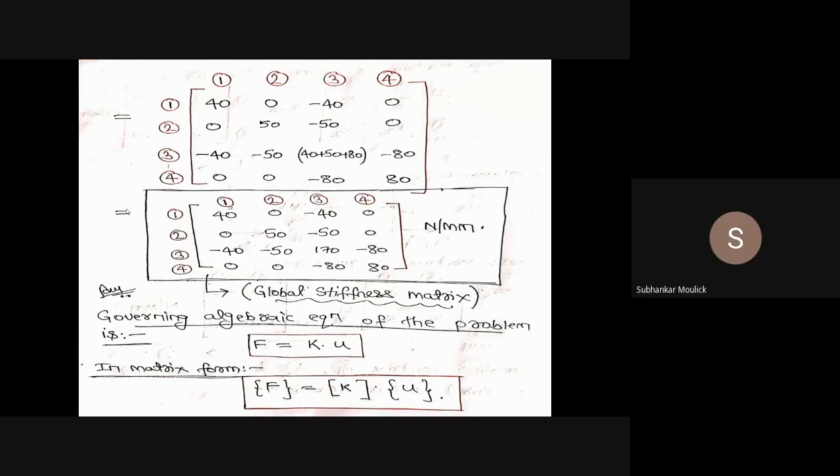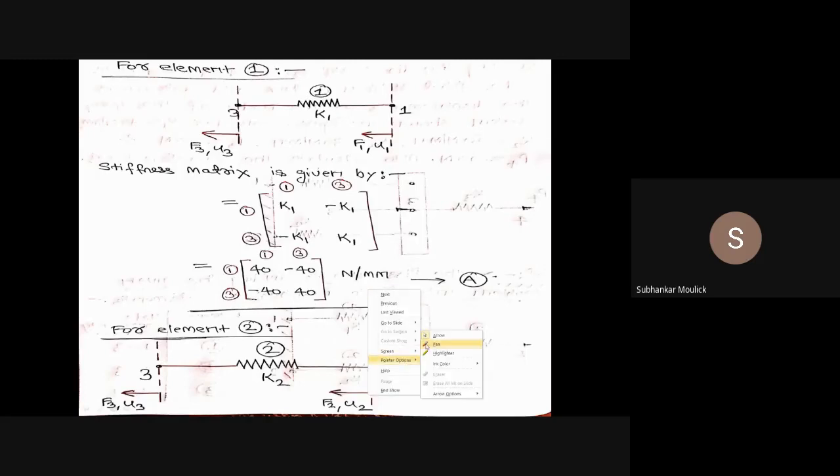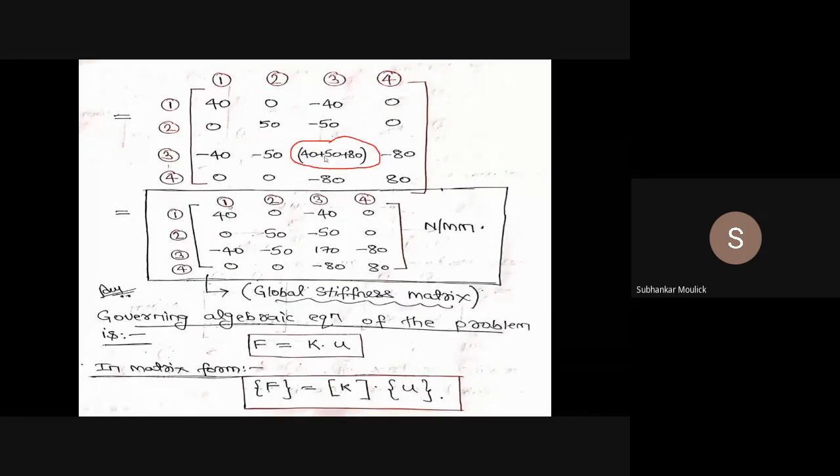Let us find out this particular value. This value will be the third row and third column. That is the third row and third column from the first matrix, matrix A, which is 40. From matrix B, the third row and third column is 50. And from matrix C, the third row and third column is 80.